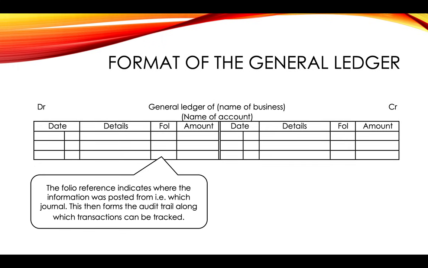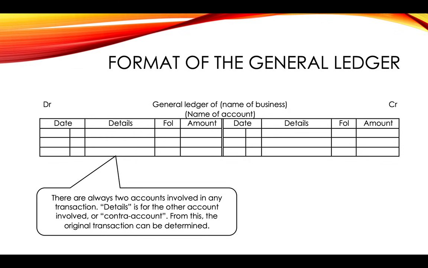The folio column will show you where the information came from to help you with your audit trail. Remember I introduced the audit trail when you were doing your journals? It's exactly the same thing. So in the same way as in the journals you would show where the information was going to in the general ledger, over here your folio will show where it came from in the journals. So in this case, for your cash journals that you've learned about, your folio reference here would either be CRJ or CPJ, and in this way you can track the transactions.